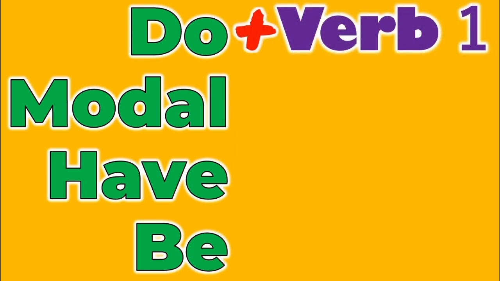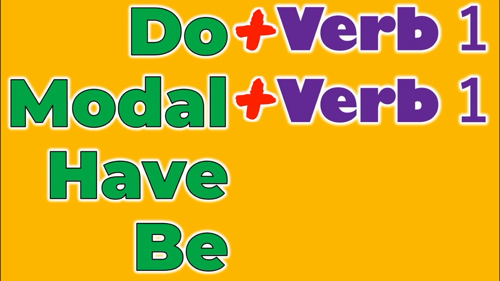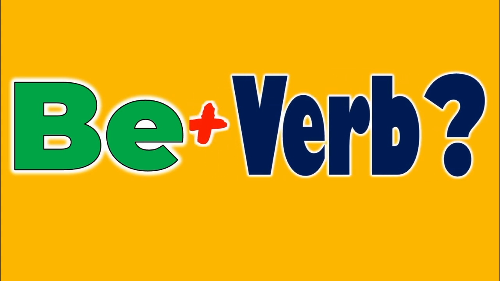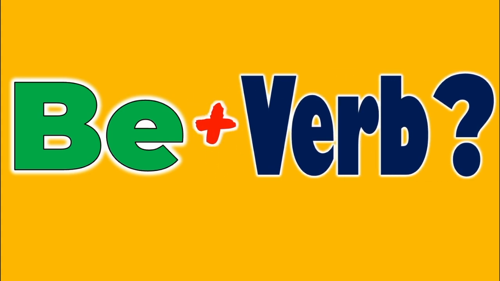We've already done the do family. What was the do family's partner? That was verb 1, do plus verb 1. How about the modal? Modal also plus verb 1. Okay, have, that's our tip last time, our tip number 5, have plus verb 3. And so today we need to focus on be and think about which verb can be the partner of be.